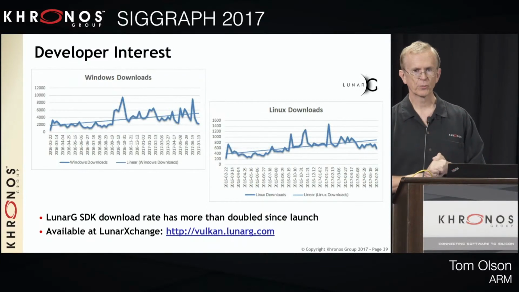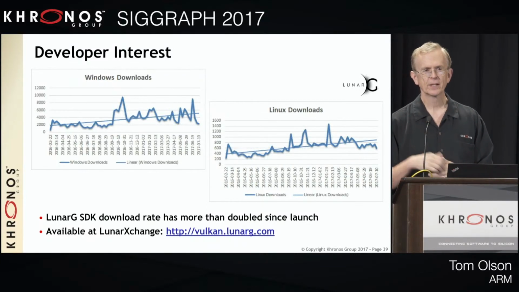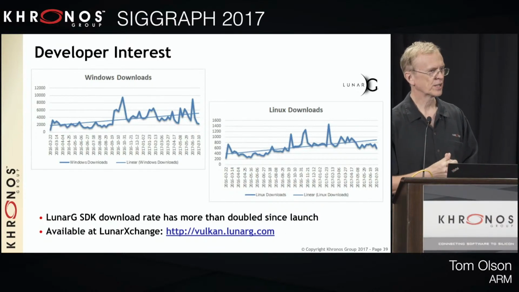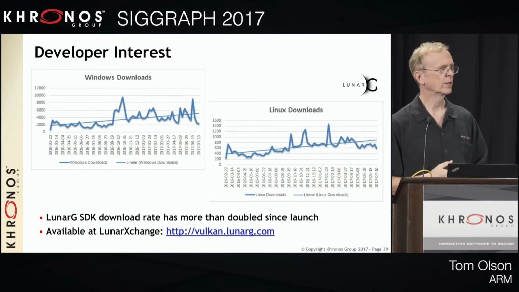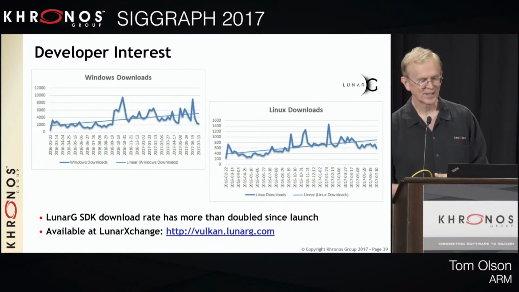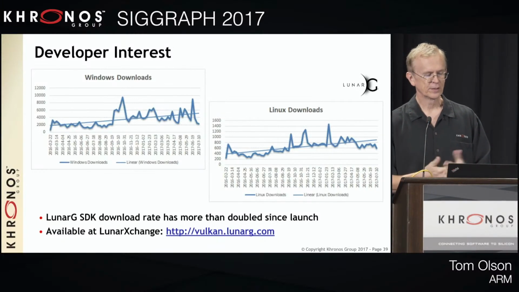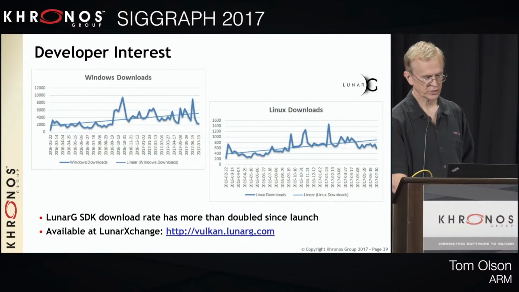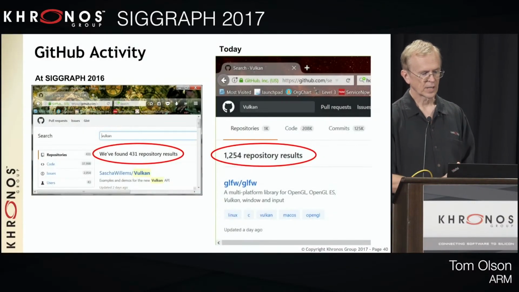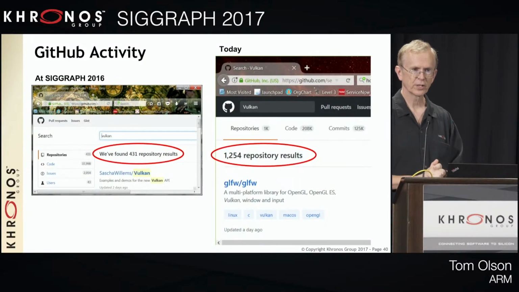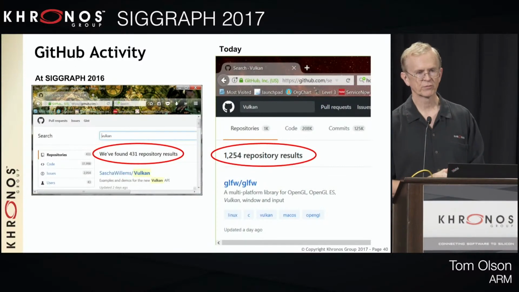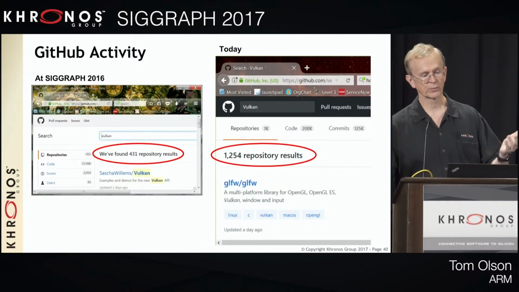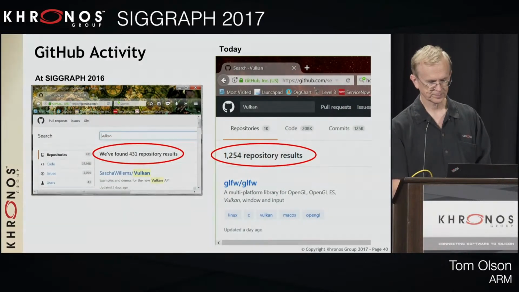You're all engineers, so you also want to see numbers. Pretty pictures aren't enough. These are the download stats for the LunarG SDK. Thank you, Karen. Where did Karen go? There she is. It's a noisy signal, of course, but the bottom line is that the download rate has doubled since launch, so that's good. On GitHub, another of my favorite measures of developer interest, a year ago there were about 400 odd projects that were Vulkan related in some fashion. That's tripled.